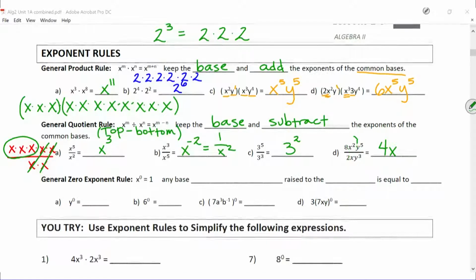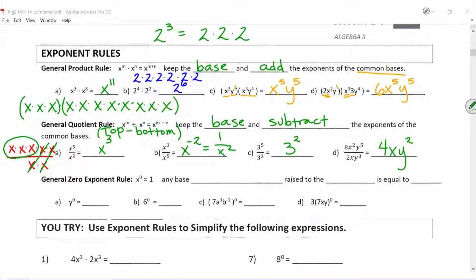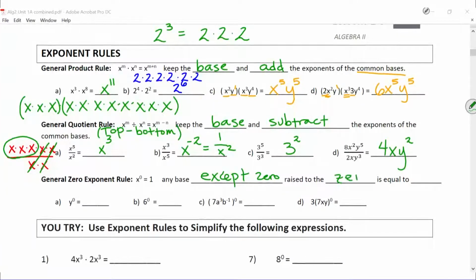And then with y, I have y to the 5th divided by y to the 3rd, common base. 5 minus 3 is 2. So if I divide this out, I get 4xy squared. And only y is being squared, so it's 4xy squared. That's the general quotient rule. Now, the general zero exponent rule is that any base except 0 raised to the 0 power is equal to 1.